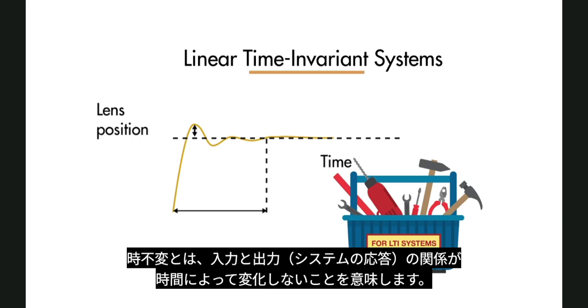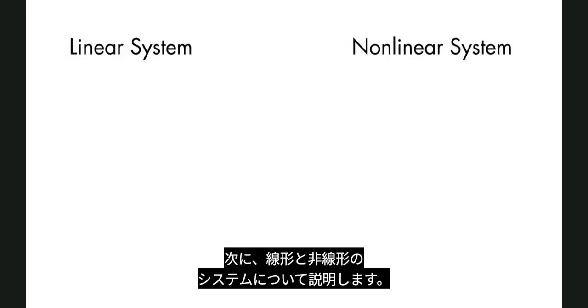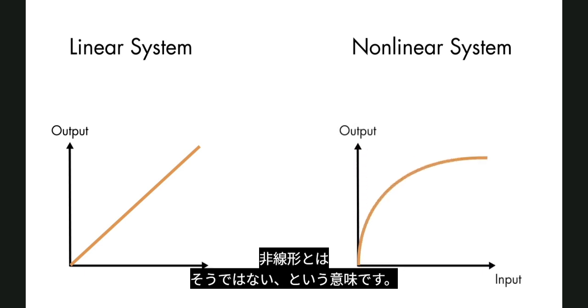Time invariant indicates that the system will have exactly the same response if the same input is used, even at a different time. Now let's talk about linear and nonlinear systems. Linear means the system's output has a linear relationship with the input, while a nonlinear system's output doesn't.